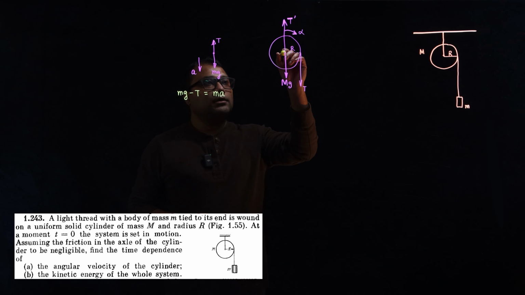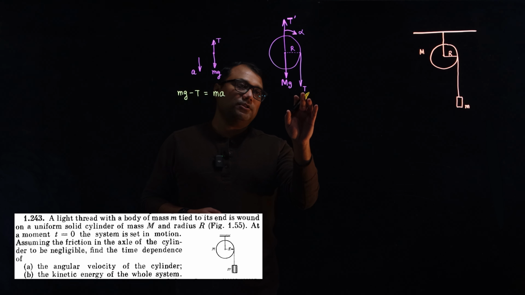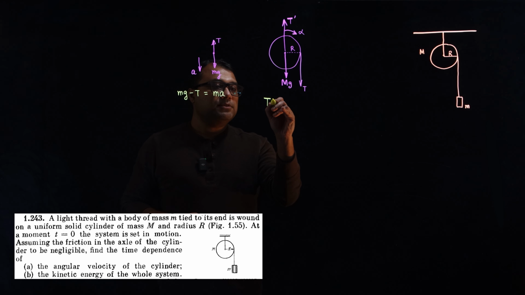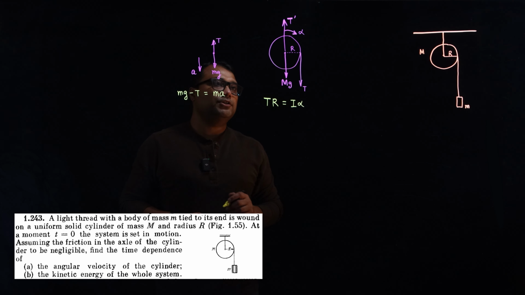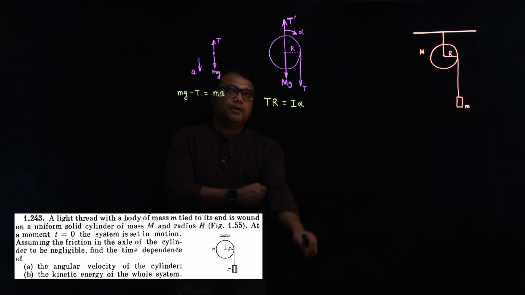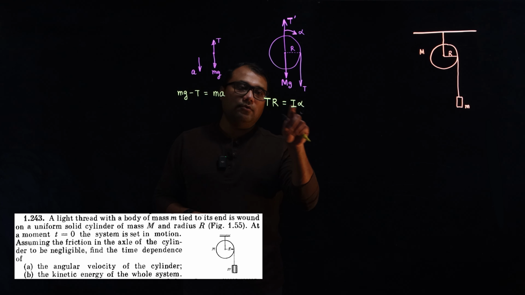Now, about the center of the cylinder, which forces are contributing to a torque? See, because T dashed and mg pass through that center, there is no moment arm. So therefore, the torque due to these two forces is equal to 0. So the only force that is responsible for generating any torque is this tension. And the amount of torque is T times R. Okay. So T times R, the torque, is equal to I alpha, where I is the moment of inertia about this point of the cylinder, and alpha is the angular acceleration. If there is net torque, there will be angular acceleration.